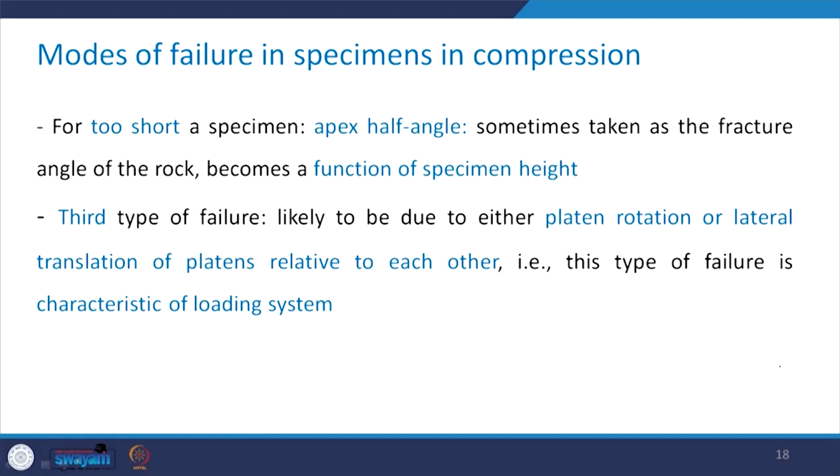So, the first mode of failure is the most common one. The second one will happen only if you have removed the end constraints, and the third one is the characteristic of the loading system. So, what we have discussed today is the various factors that influence the value of UCS and the reason behind that, followed by the modes of failure. In the next class we will have some detailed discussion on these modes of failure, why such things are happening. Then we will follow our discussion with the determination of the tensile strength. Thank you very much.